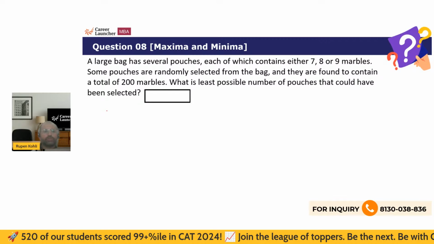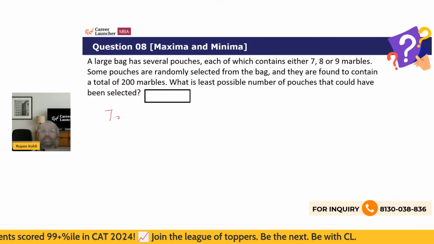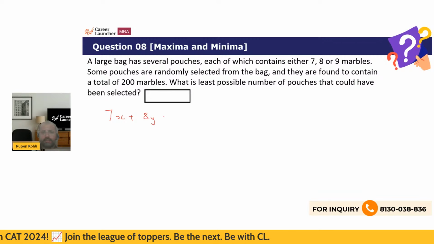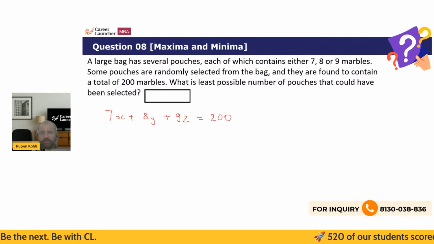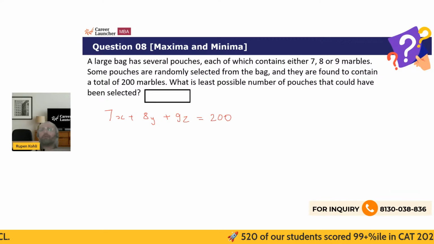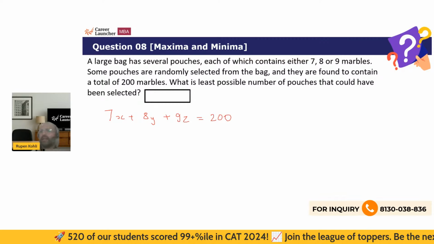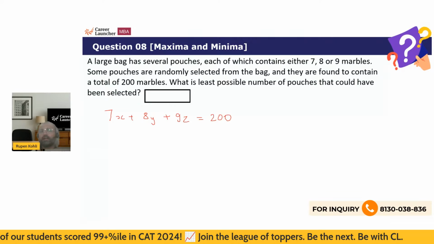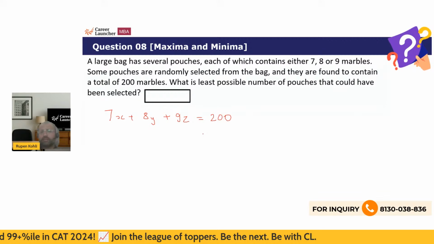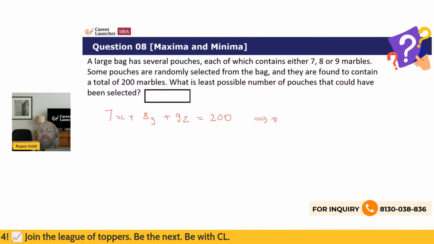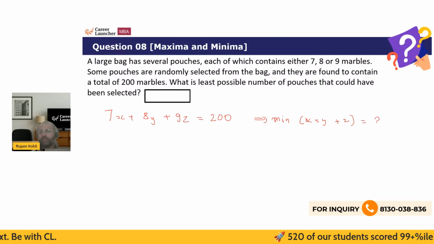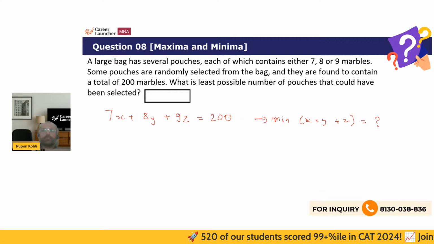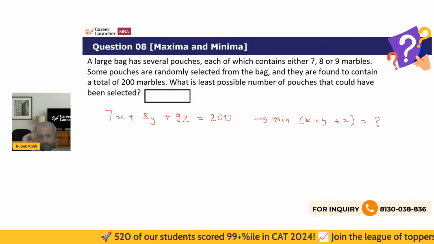So 7x, 8y, 9z. Right. So that adds up to 200, right? Where x, y, z represent the number of pouches that you have selected containing 7, 8, and 9 marbles respectively. They need to add up to 200. Based on this, you have to minimize x plus y plus z. That is the question basically. What is the minimum total number of pouches possible? So what's the least possible value of x plus y plus z?